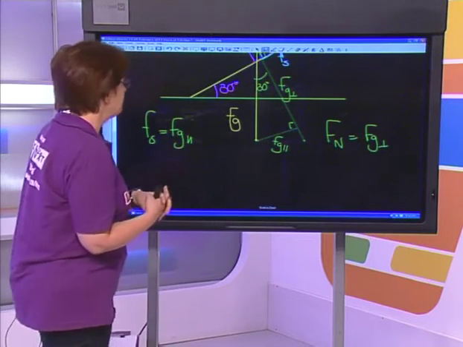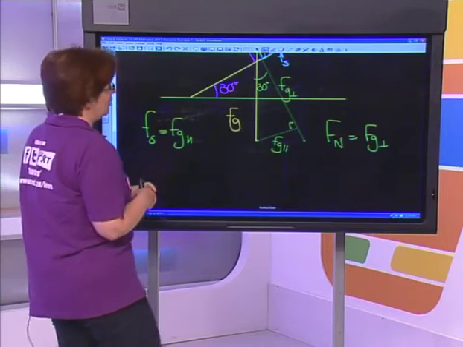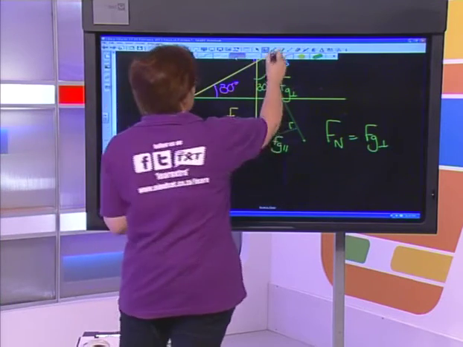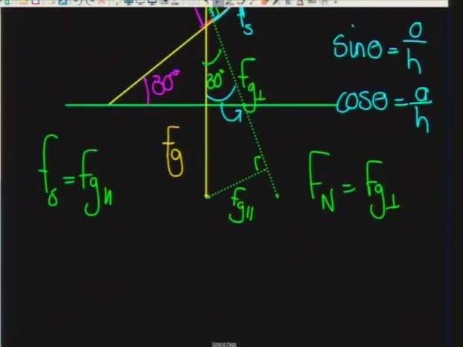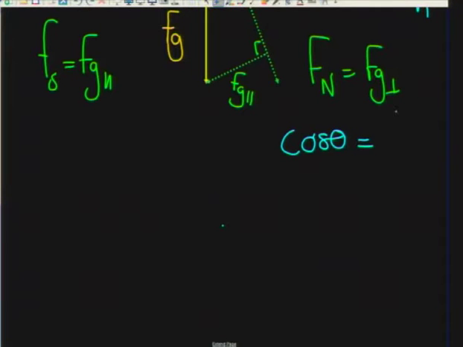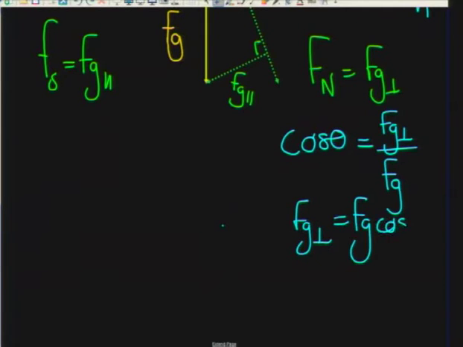So now we've got to decide how we can work this out. Okay, we're going to use some trick here. We are really only going to use sine, cos, and tan, so I want to quickly remind you that sine theta is opposite over hypotenuse. Okay, if you've learned it with x and y, I'm sorry, this is the best way to remember it for this. And cos theta is adjacent over hypotenuse. So I want FG perpendicular, which is adjacent to my angle. So if I go cos theta, it's going to be equal to FG perpendicular divided by FG, which means that FG perpendicular is FG cos theta.